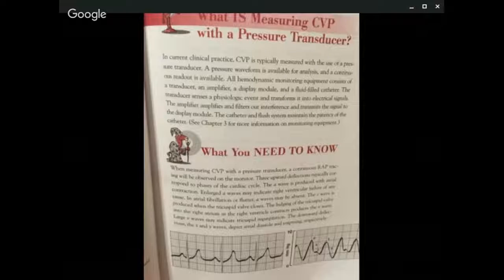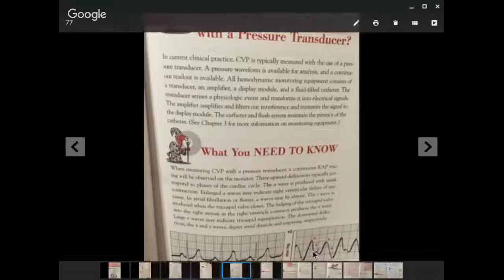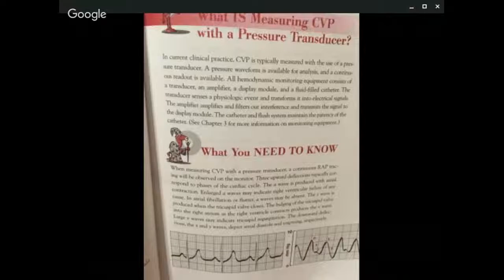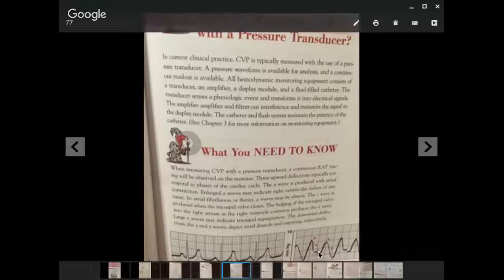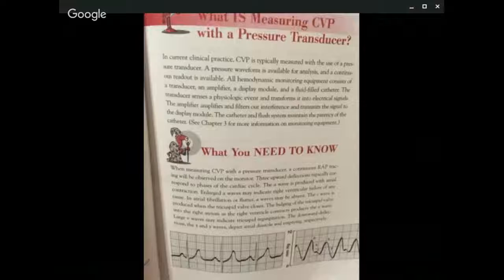The downward deflections, the X and Y waves, depict atrial diastole and emptying, respectively. So it's just going down from the A wave is atrial diastole, and going down from the V wave, emptying, because the valve is open and it's sending all the blood out of the atrium.